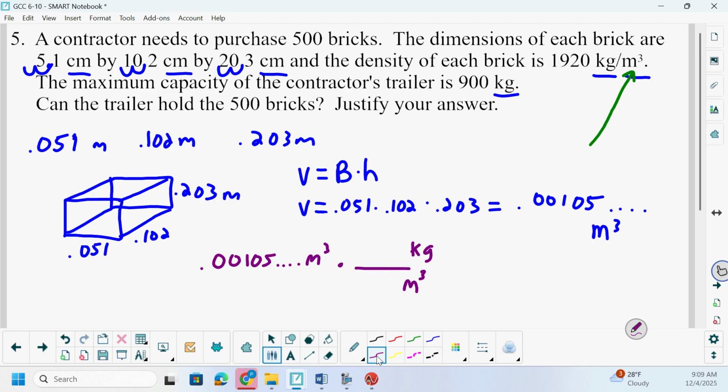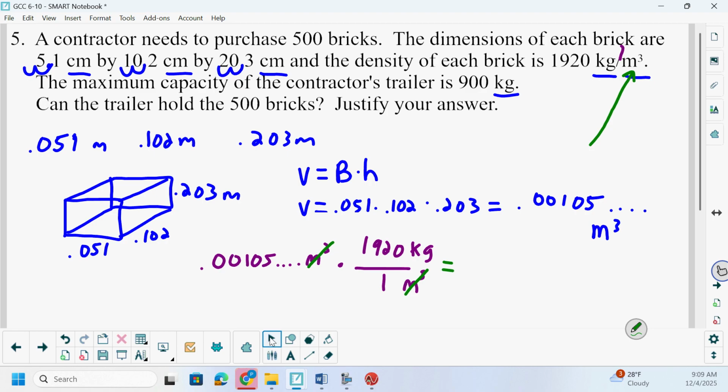1920 kilograms per meter cubed implies that we're dealing with 1 meter cubed. So 1 will go in the meters cubed spot, 1920 will go in the kilograms spot. Because we have a meters cubed in the numerator and a meters cubed in the denominator, those units wipe out. And then we can multiply these two things together, and it will now give us a kilograms number.